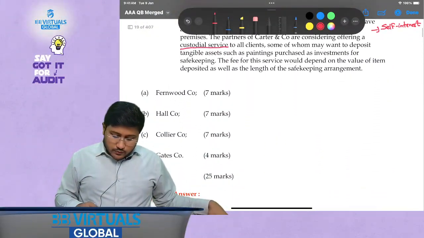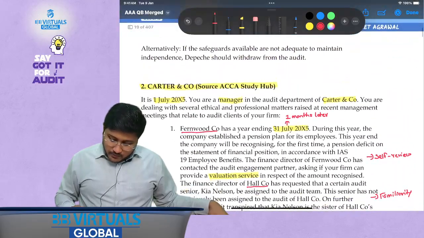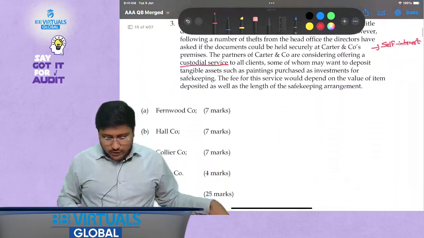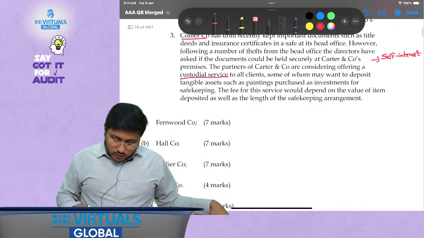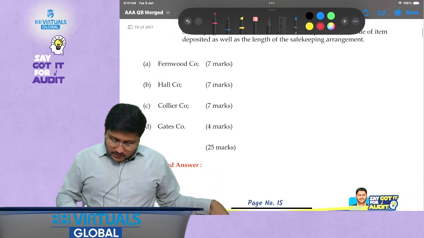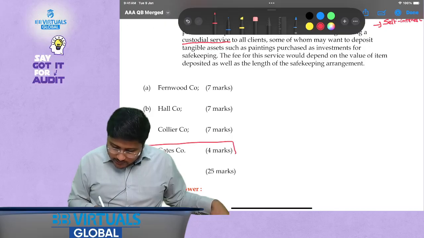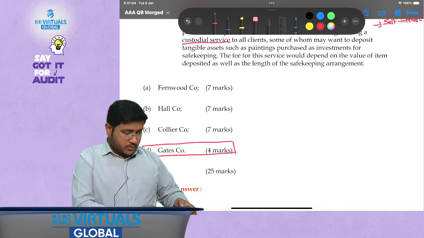Now Fernwood Company, Hall Company, Collier Company and Gates Company. So you are dealing with several ethical and professional matters. Now what you need to do is evaluate it. For Fernwood Company 7 marks, for Hall Company 7 marks, for Collier Company 7 marks. I think by chance we have missed one here, so there is one error. I'll note it down.